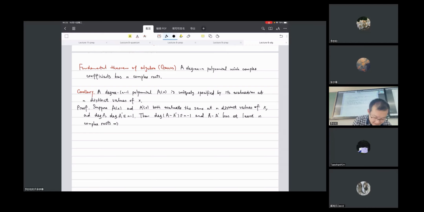And this must suggest that A minus A prime is identical to 0. Otherwise, if it is not identical to 0, it is a polynomial of degree at most n-1, but it actually has at least n complex roots. That gives a contradiction to the Gauss theorem. So this suggests that we must have A prime equals A. So any questions for this corollary?